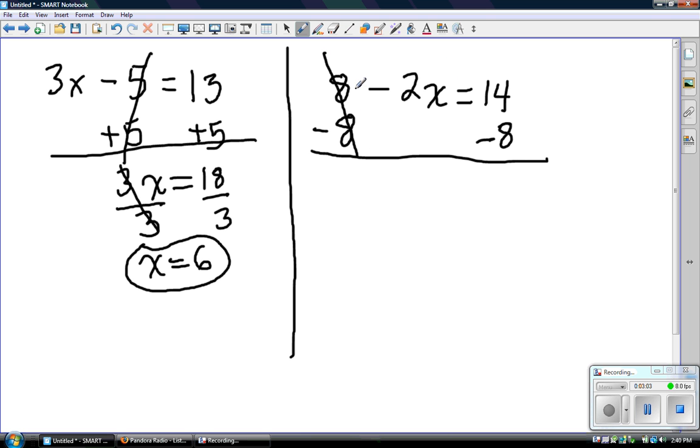And what comes straight down is this whole negative 2x. All right, we have 14 minus 8, that gives us 6.